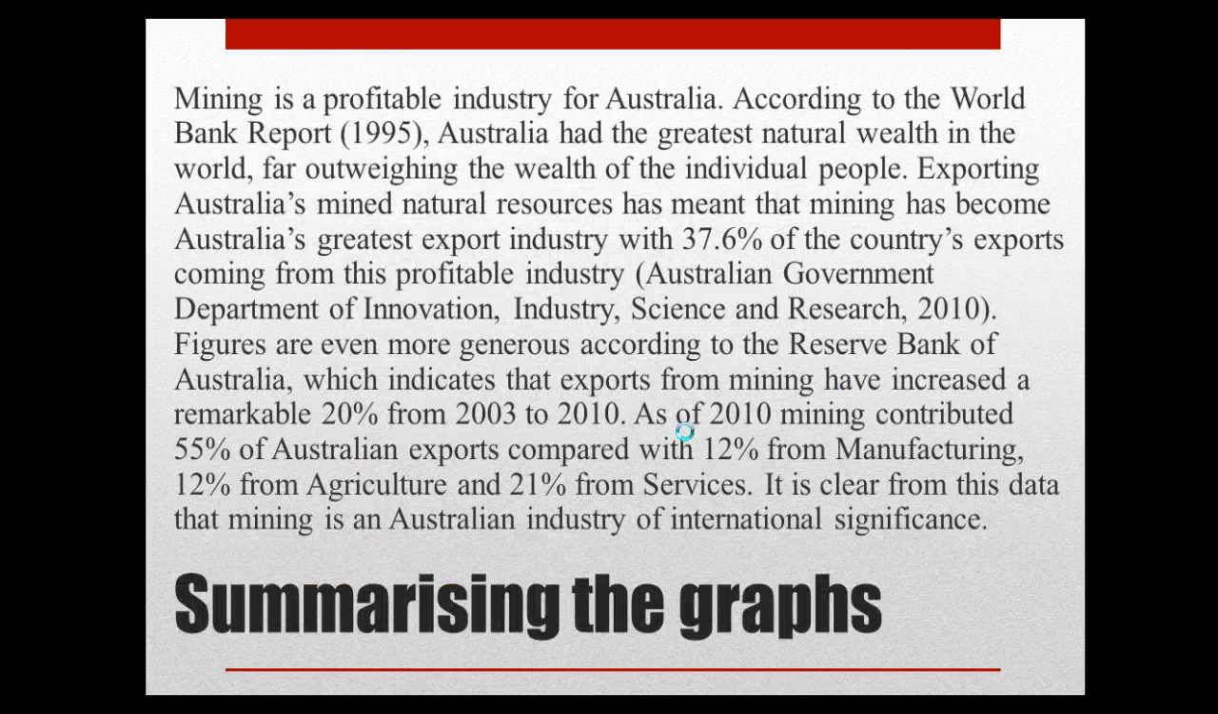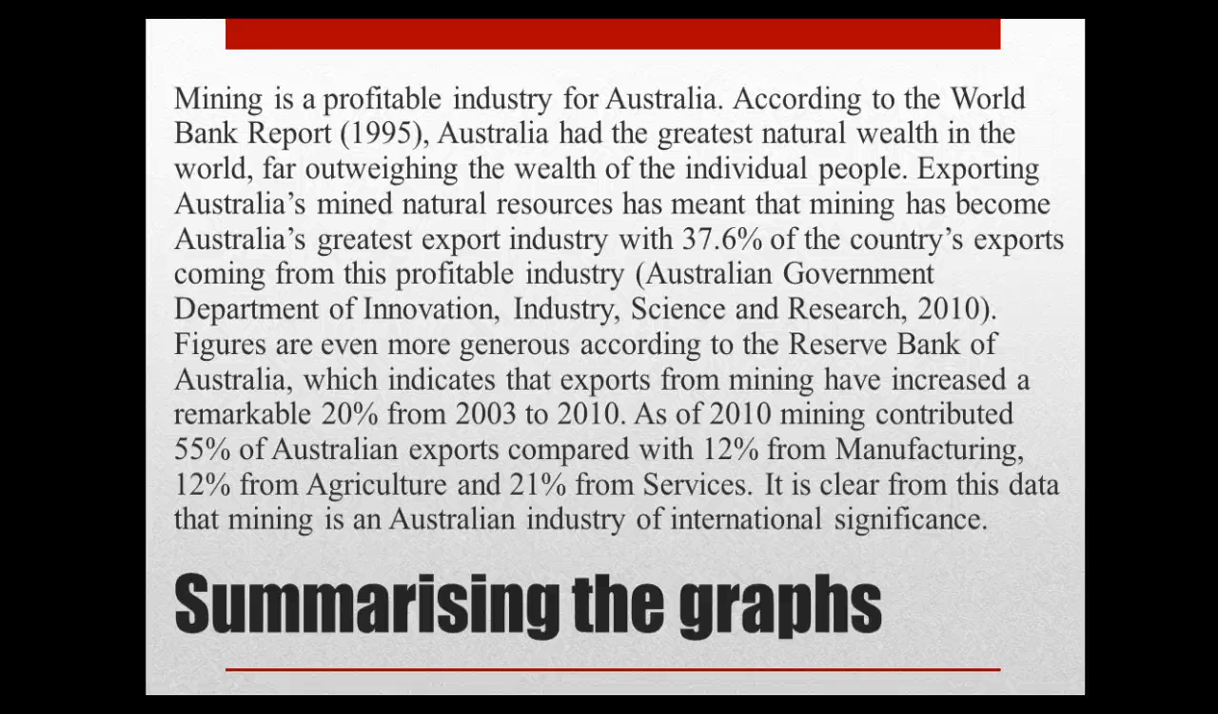Now, this paragraph shows you how I've collated all the information from all of the graphs into one paragraph. I've analysed the information and created one paragraph that describes them all. Mining is a profitable industry for Australia. According to the World Bank report in 1995, that was the first graph, Australia had the greatest natural wealth in the world, far outweighing the wealth of individual people.